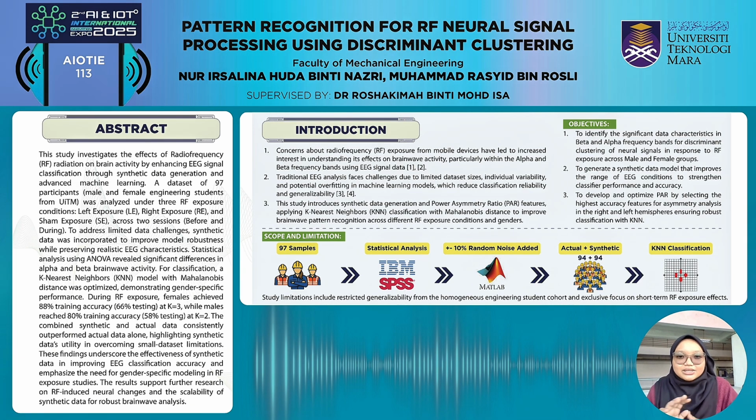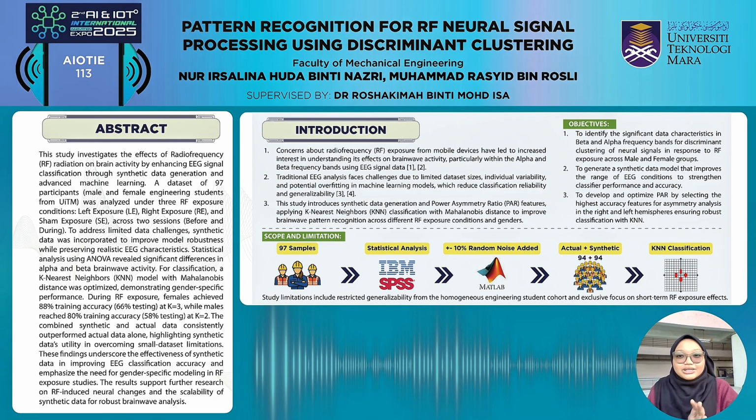There are three objectives for this study. The first one is to identify the significant data characteristics in beta and alpha frequency bands for discriminant clustering of neural signals in response to RF exposure across male and female groups. Second is to generate a synthetic data model that improves the range of EEG conditions to strengthen the classifier performance and accuracy. Third is to develop and optimize PAR by selecting the highest accuracy features for asymmetry analysis in the right and left hemisphere to ensure robust classification using KNN.